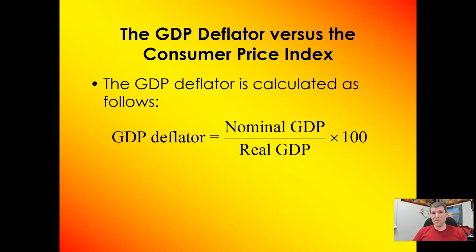So this is what's called the GDP deflator. It's looking at all the goods and services the economy is producing, and therefore all the prices, basically. So it's just a price index, though. The deflator is calculated as follows: nominal GDP over real GDP times 100.